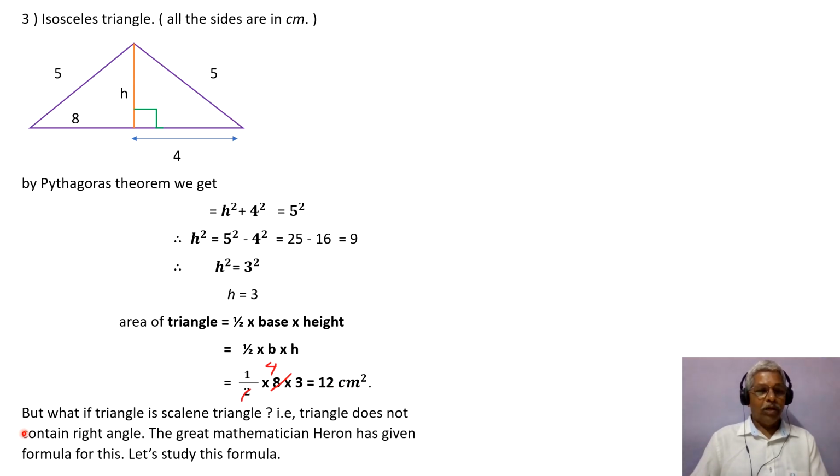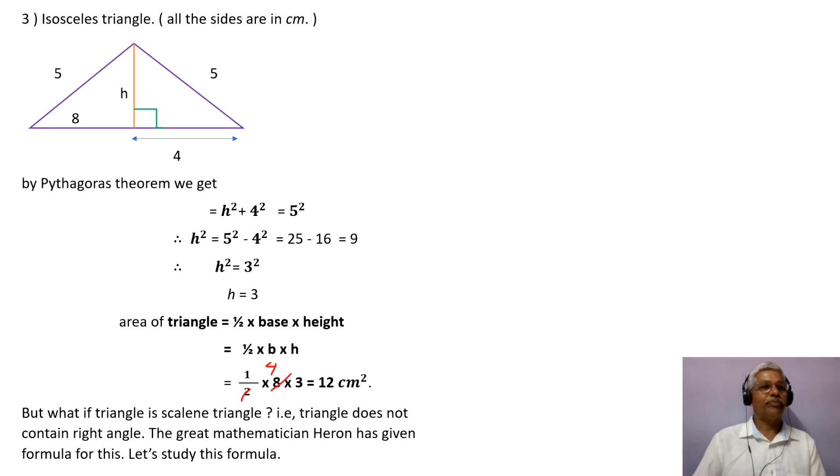But what if the triangle is a scalene triangle? We have seen three: right angle triangle, equilateral triangle, and isosceles triangle. Scalene triangle, we will see, that is a triangle that does not contain a right angle. The great mathematician Heron has given a formula for this. Let us study this formula. So you get to know Heron's formula thoroughly.